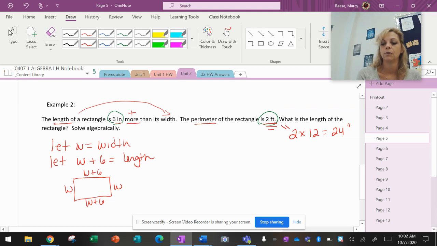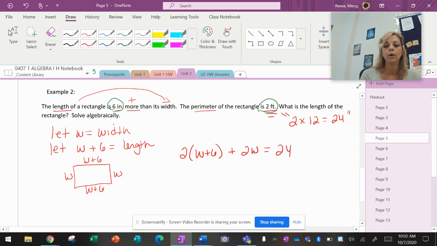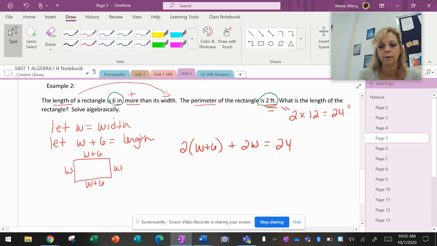All right, so the perimeter of the rectangle is 2 feet, which is now 24 inches. What is the length of the rectangle? So there's a formula there, perimeter. So remember, perimeter is where you double, you take 2 of the W plus 6s, 2 of the W's, and they total 24, right? Or add all sides, right? That's a shortcut. I could take W plus 6 plus W plus 6 plus W plus W. Same thing. Solve. Go, go, go, go, go. You should have gotten W equals 3 inches.